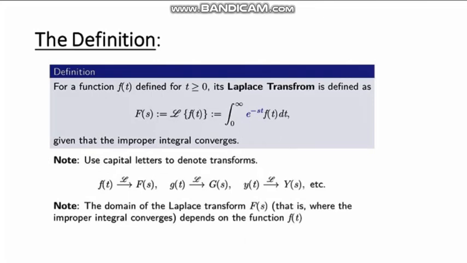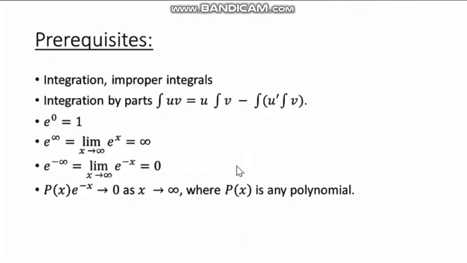Now, first we see some basic things required for defining Laplace transforms. You must know about integration, and specifically improper integrals. Improper integrals here means integrals with one of the endpoints at infinity. Both can be infinity when you deal with the Fourier transform, but here we consider the integral from 0 to infinity always.